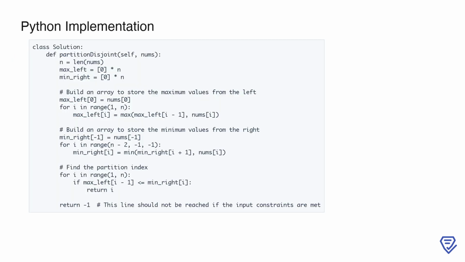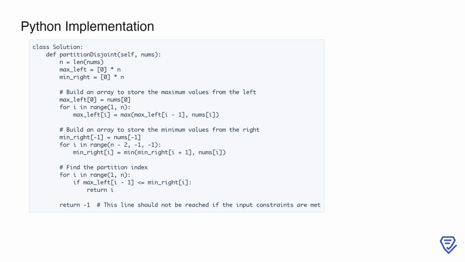The solution employs a two-pass approach to efficiently find the partition index for the array. First, we initialize two auxiliary arrays, max_left and min_right, to keep track of the maximum values from the beginning of the array to the current position and the minimum values from the end of the array to the current position, respectively. These arrays help us identify a valid partition index in O(n) time.